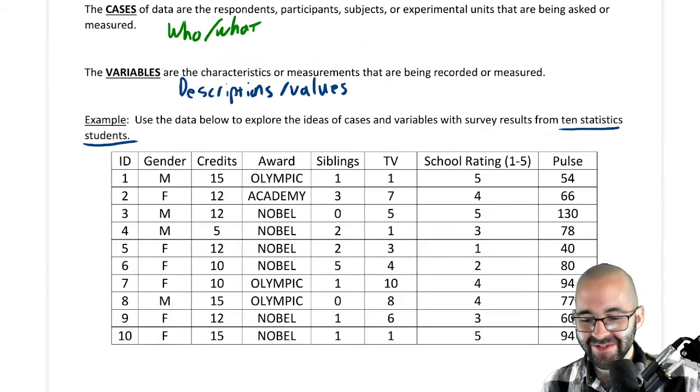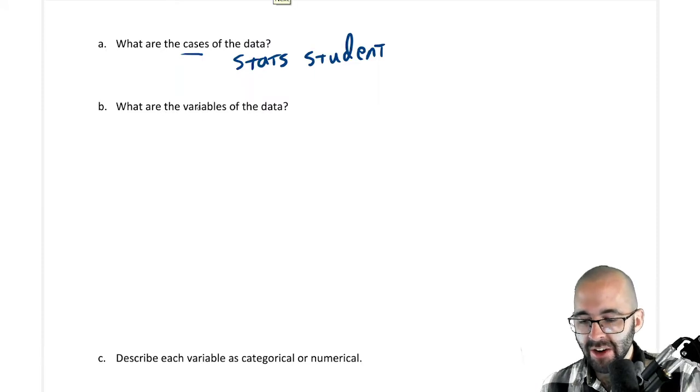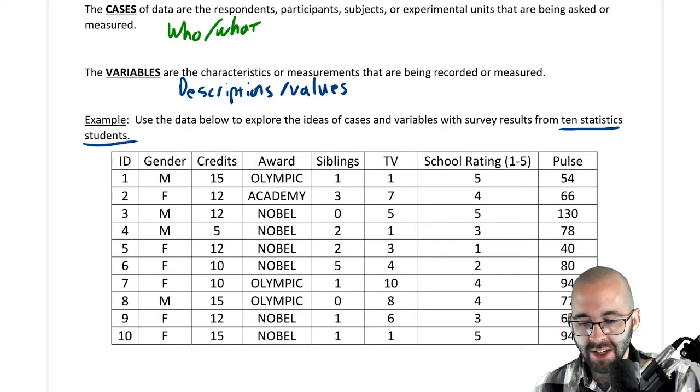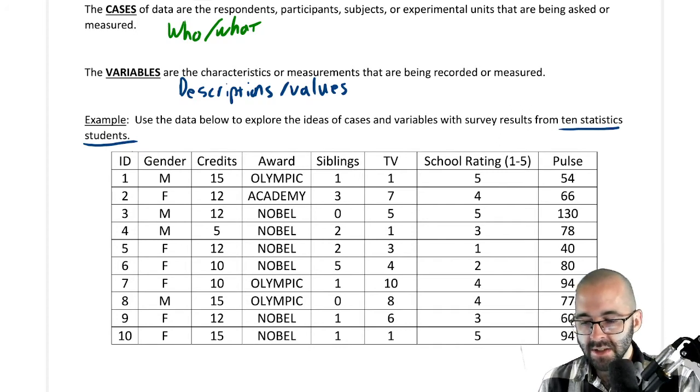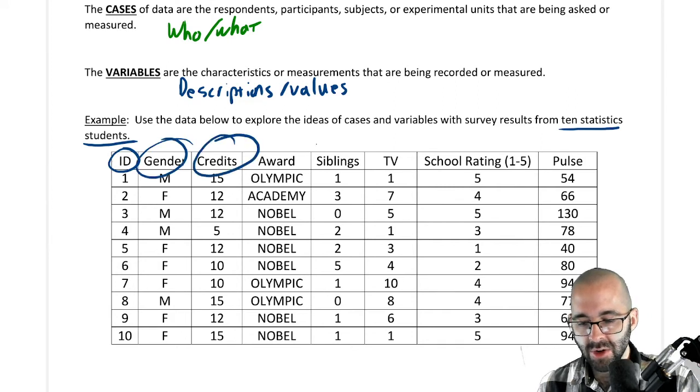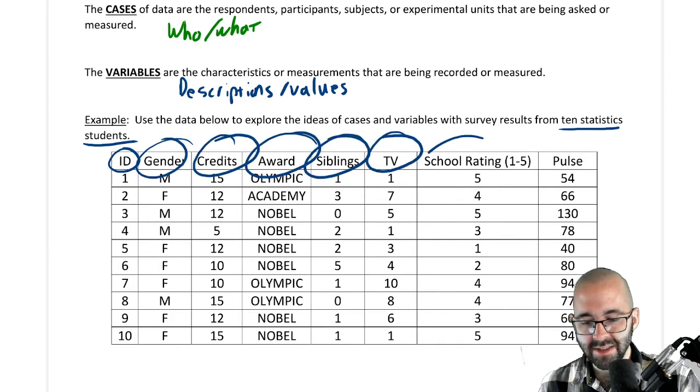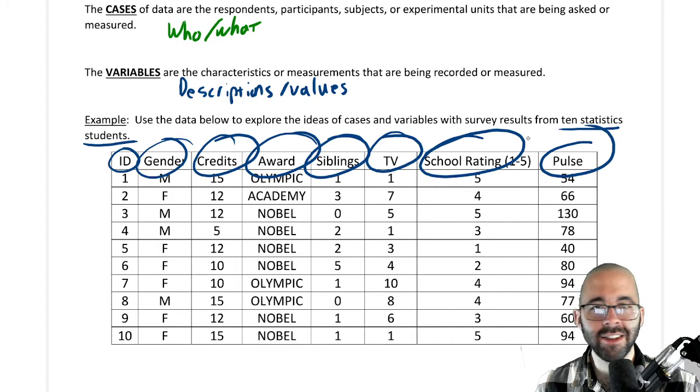All right. They're people. Okay. What are the variables? So again, let's go back and check the variables definition. Variables are the characteristics or measurements. Okay, so variables are all the things that are being measured, or the characteristics. So ID, gender, credits, award, siblings. Oh my word, there's too many. Literally everything up here is a variable.